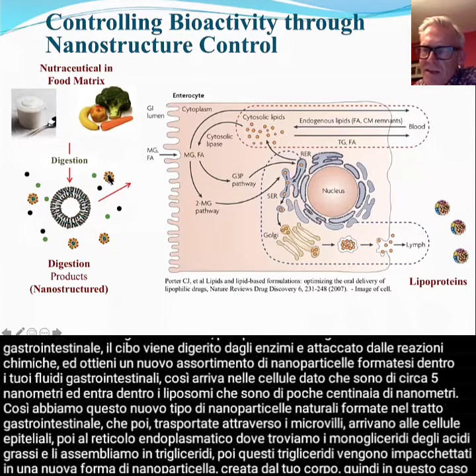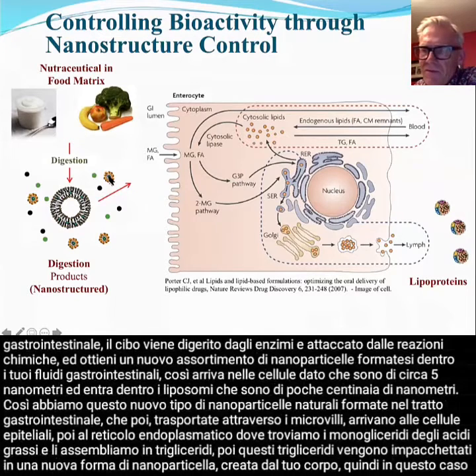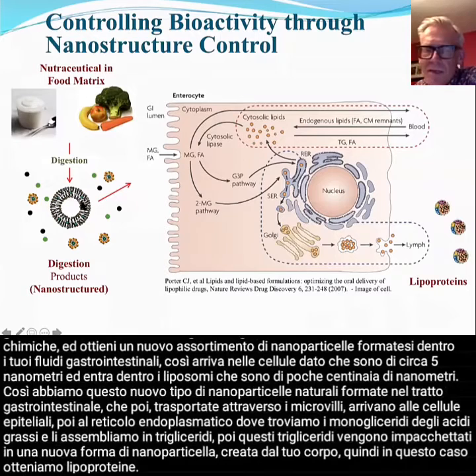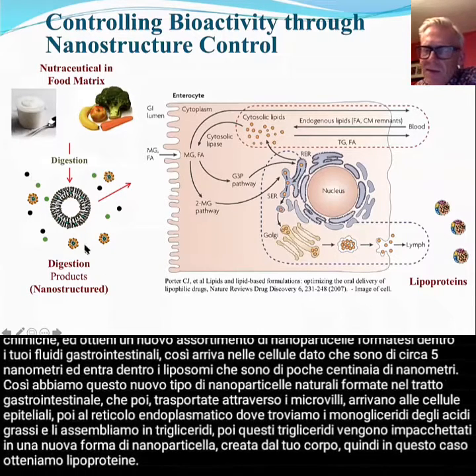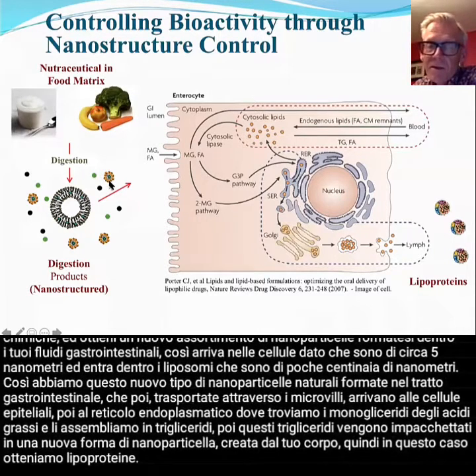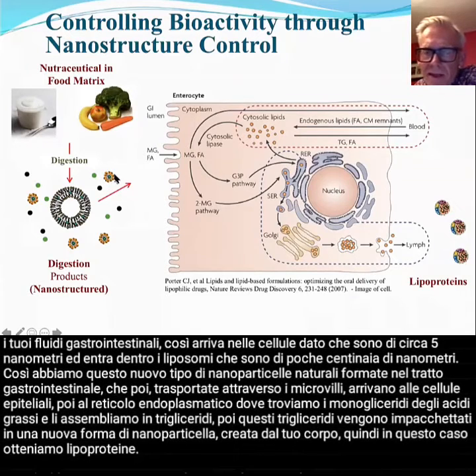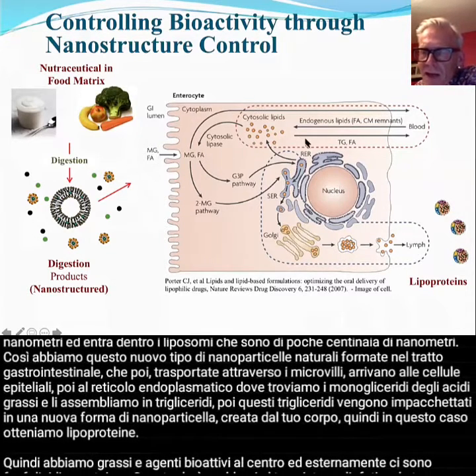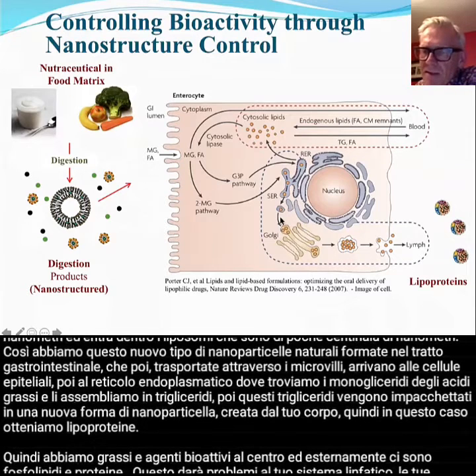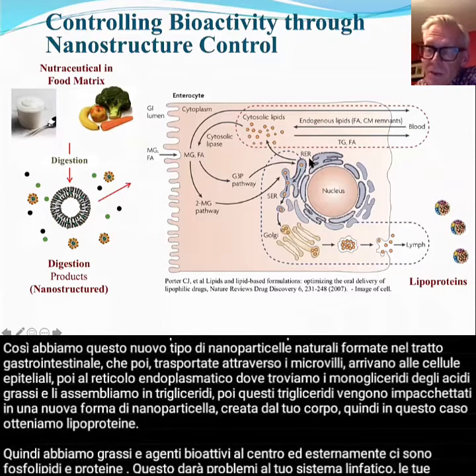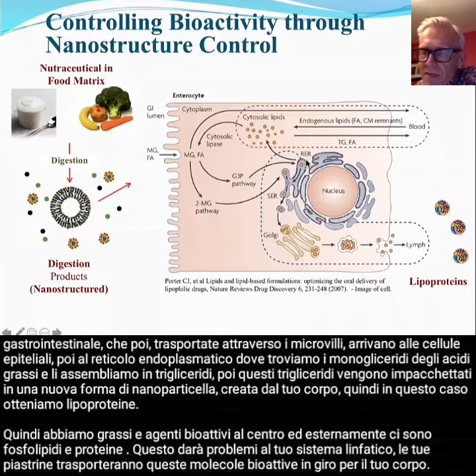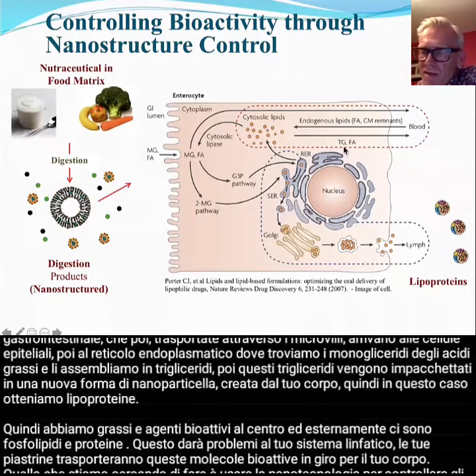So you get things like micelles, which are about 5 nanometers big, and things like liposomes, which are a few hundred nanometers big. So we've got these new kinds of natural nanoparticles formed in your gut. And then these get transported through the mucus layer, they get into your epithelial cells, and then they get into the cellular apparatus, like the endoplasmic reticulum, where the fatty acids and monoglycerides are reassembled into triglycerides.